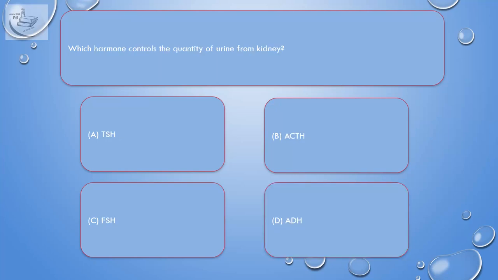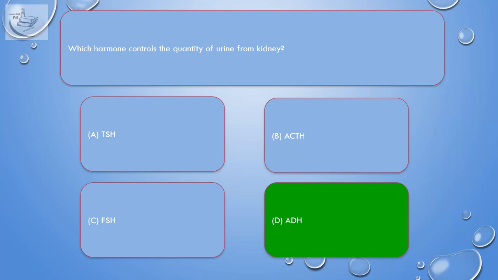Question: Which hormone controls the quantity of urine from kidney? A. TSH. B. ACTH. C. FSH. D. UD. Correct answer is D. UD.